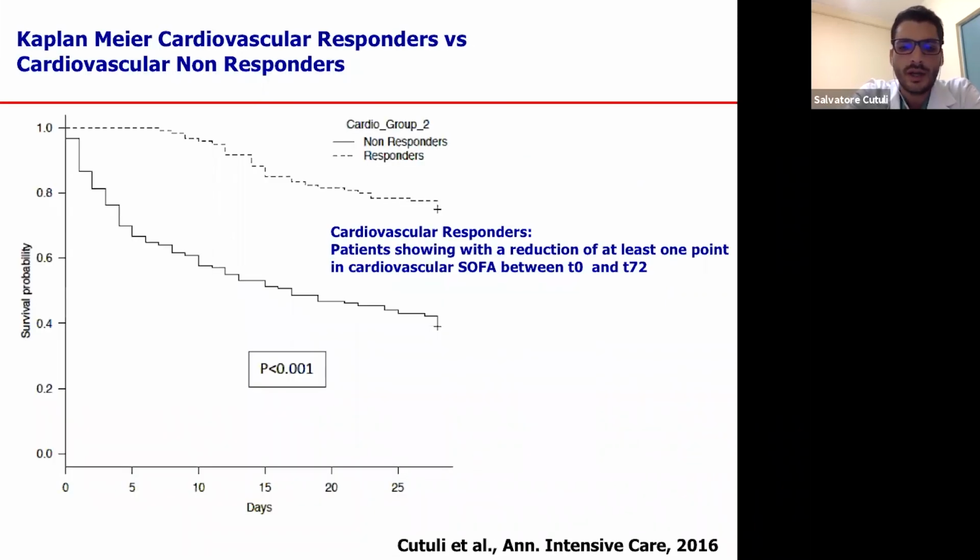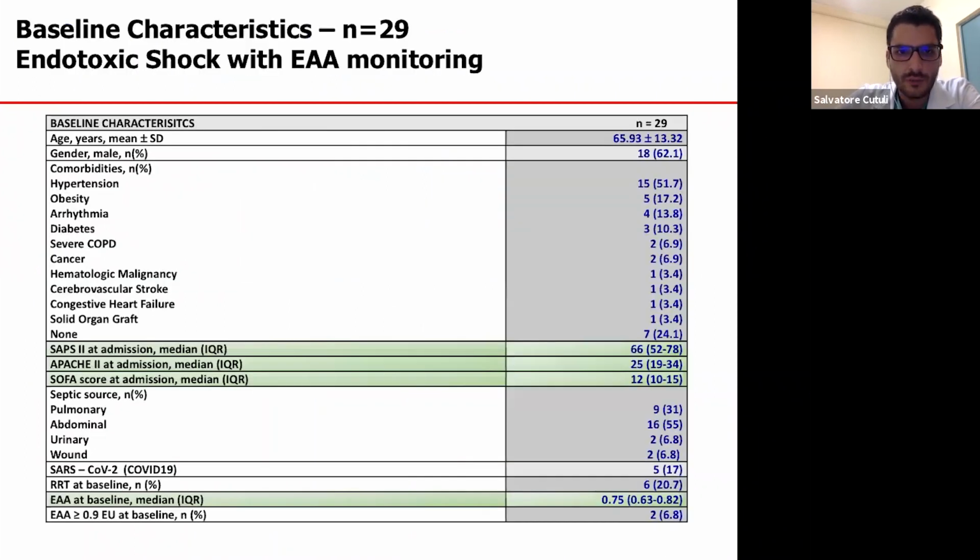And here you can see the Kaplan-Meier curves regarding polymyxin B hemoperfusion in patients who had a cardiovascular response and in patients who did not have a cardiovascular response. And you can see that the difference is impressive. So maybe we were able to at least identify a specific population of patients.